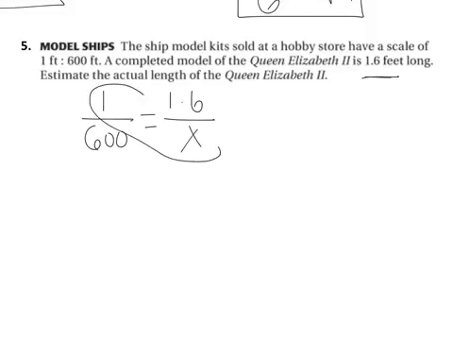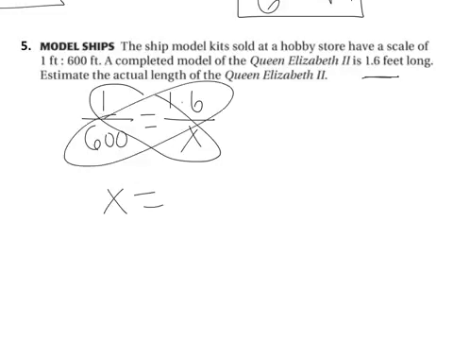We cross multiply. You get x equals 600 times 1.6. Why are decimals okay? Word problems? Well, you don't need it, but it is approximately 960 feet.